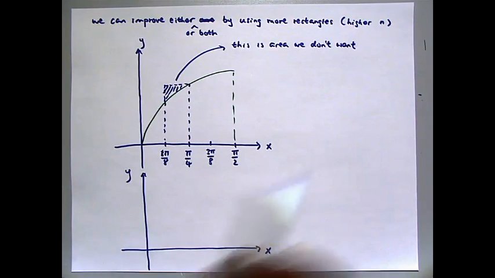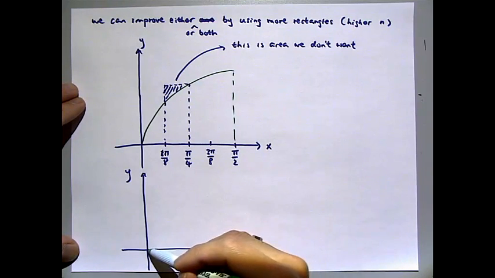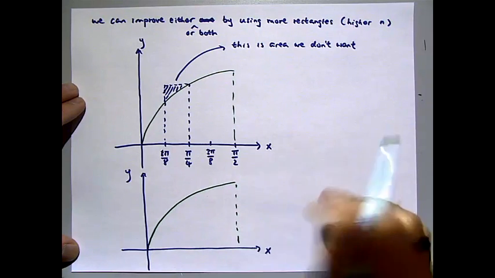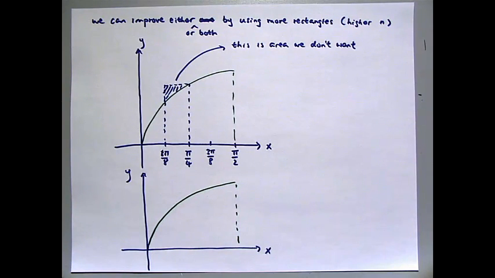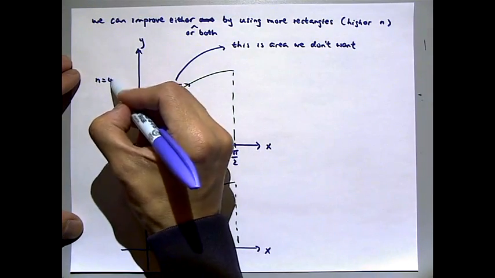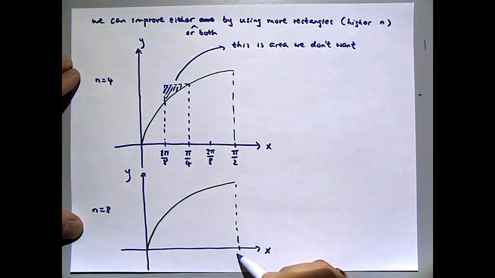Now below that, let me sketch what happens if we had used double the number of rectangles. So I'm going to try to duplicate the graph right below it, trying to make everything as close to the same as possible. So the top graph is n equal to 4. The bottom graph, n equal to 8. So we're going to chop everything in 2 again.